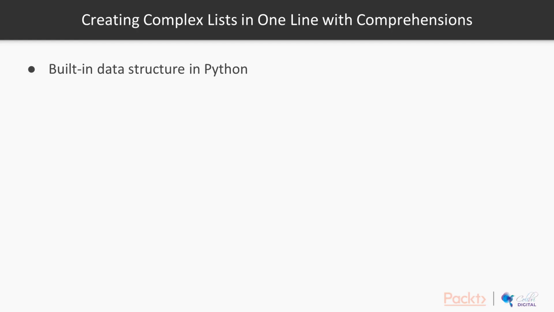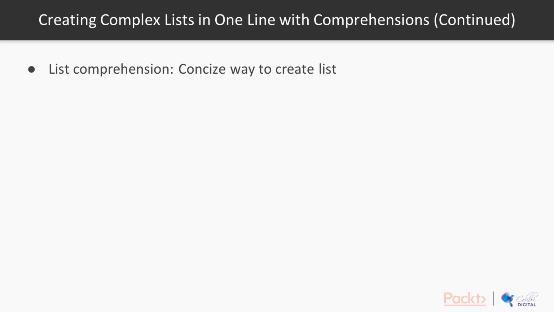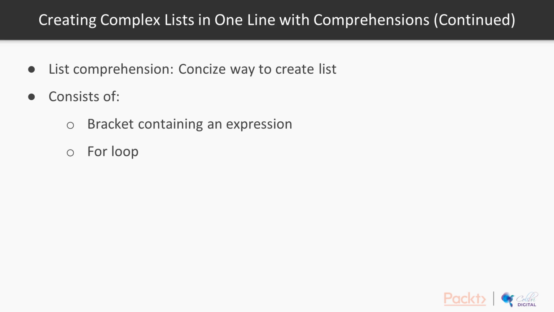Now, there are four built-in data structures or containers in Python, and they are lists, dictionaries, tuples, and sets. Lists are ordered collections of items or objects which can be of different types. A list contains elements enclosed in square brackets, and each element is separated by commas. List comprehensions provide a concise way to create lists. It consists of brackets containing an expression followed by a for clause, then zero or more for or if clauses. The expression can be anything, meaning you can put all kinds of objects in the list.